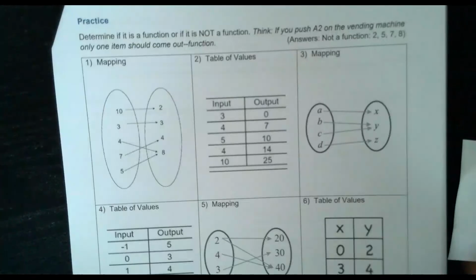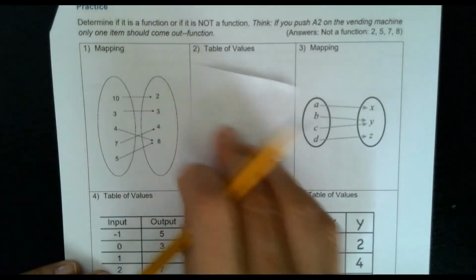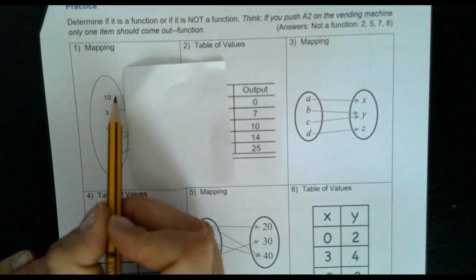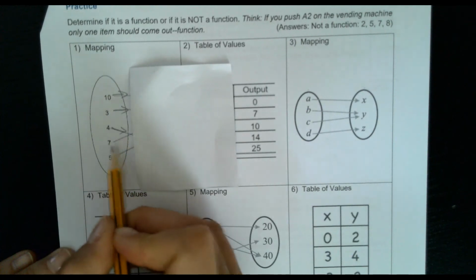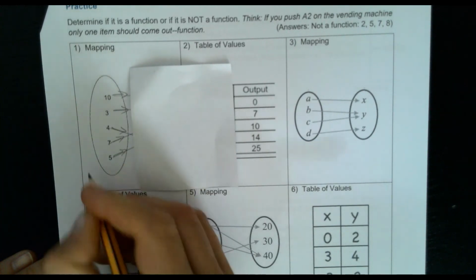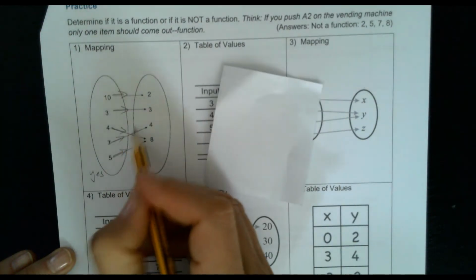Okay, now let's do some examples. What is a function? So we have to figure out which ones are functions or not. So I'm going to cover up the output. This has one output, one output, one output, one output, one output. So yes, it's a function. It's okay if they cross here. Don't worry about that. Okay.